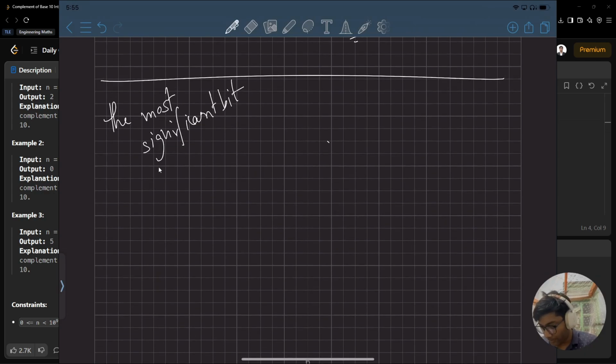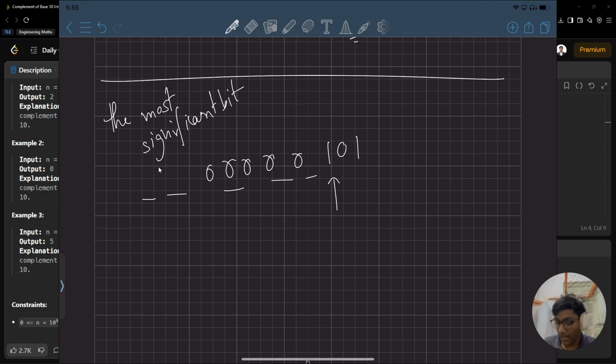Like for example, if 101 is given, this will be the most significant bit. We don't care about any leading zeros, and we can only toggle up to this. So this is toggle this, toggle this, toggle this, and I have reached the most significant bit, so this will be my answer.